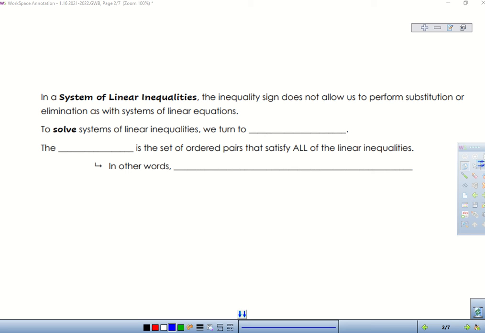I'm going to write it in a second when my tab loads. It's taking forever. There it is. Graphing.